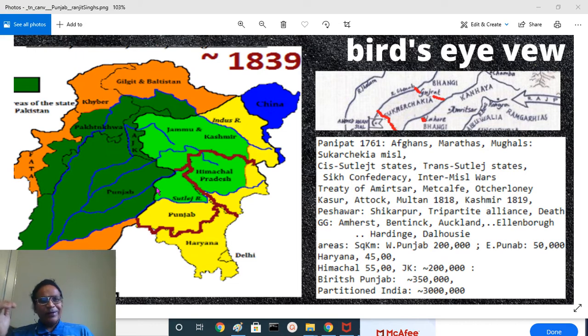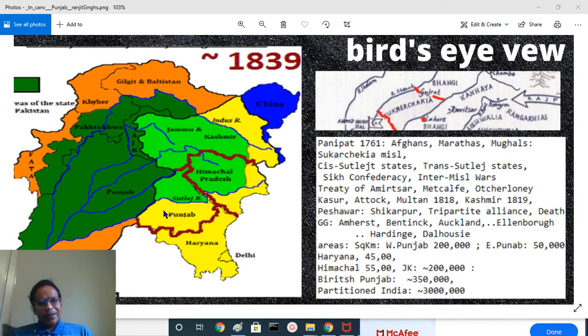that is called Trans-Sutlej states or Trans-Sutlej territories, like the Nawab of Kasur, and Nawab of Multan, and Duranis in Peshawar, and various other hill rajas in this mountainous region. That means he has a freedom. British will not interfere. And Maharaja should not cross the Sutlej.